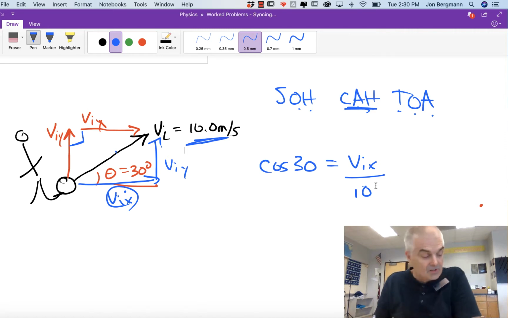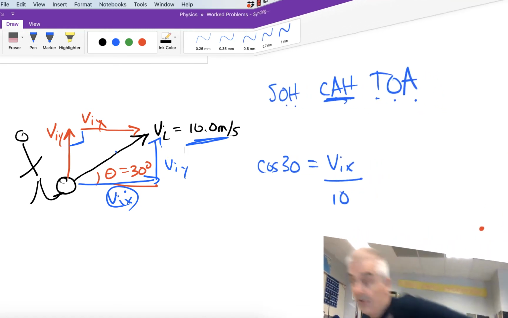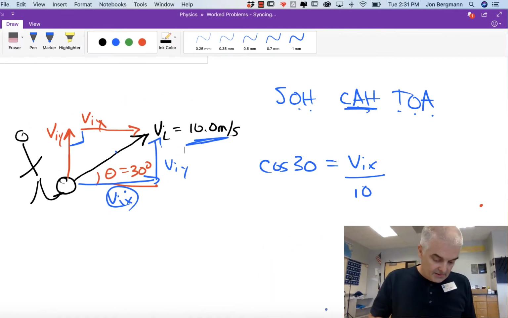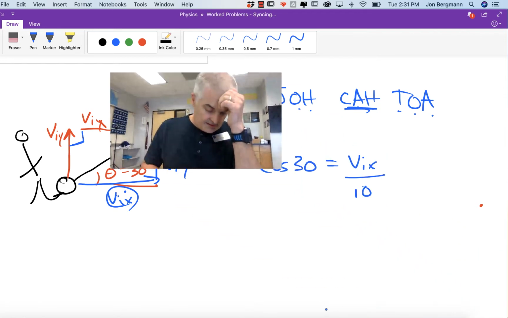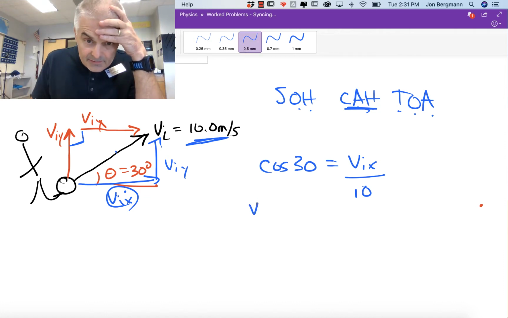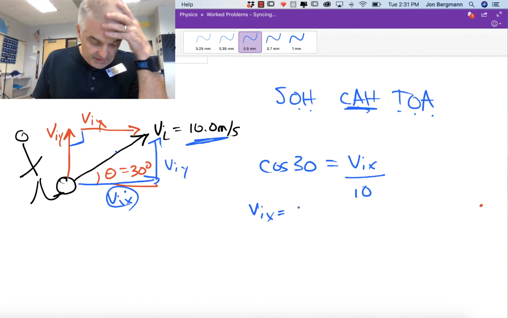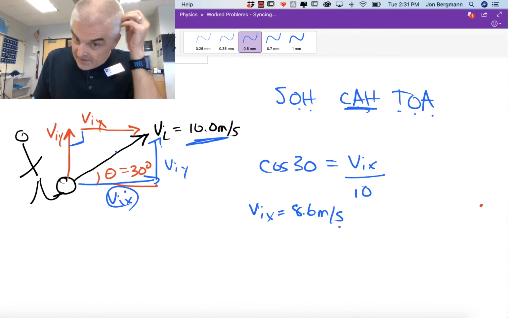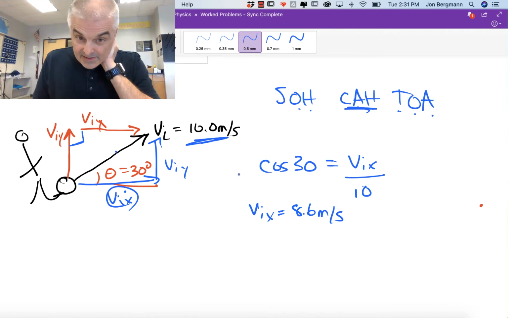And then I can solve for V_ix by multiplying the cosine of 30 by 10. In fact, let me go grab my calculator. On my calculator, I'll take cosine of 30 times 10. I got a weird answer. And I get V_ix to be 8.6 meters per second. That makes sense if you think about it, because it's going to be less than 10.